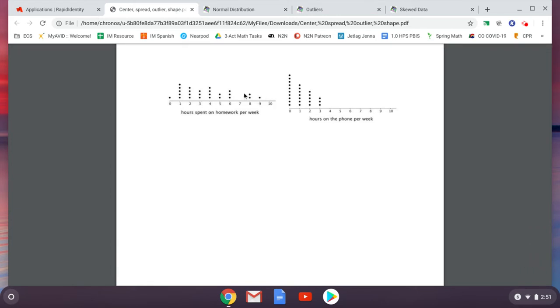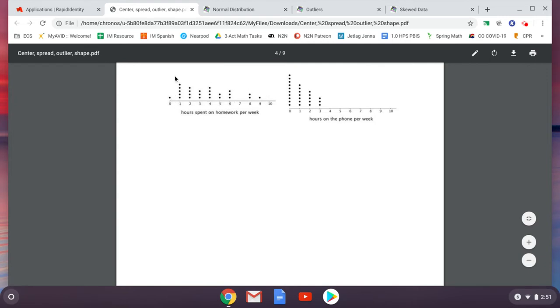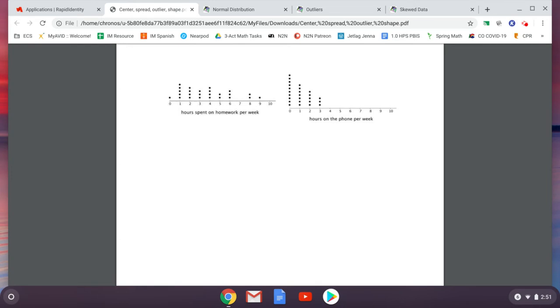But when we're looking at homework hours per week, that's really spread out, actually. We have a lot of variability in our data there. So the students are more alike in their phone usage than they are in their time spent on homework. The spread of the data is much larger on the homework time dot plot, which means that there's much more variability, which I already said, in the time they spend doing homework than the time that they spend on the phone.